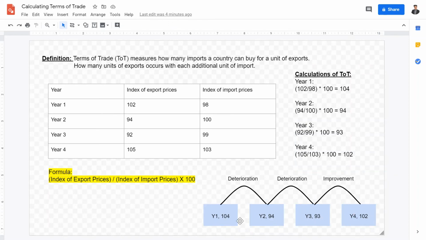Like this. This is a web diagram. So year 1, we have 104. Year 2, we have 94. Year 3, we have 93. Year 4, we have 102.